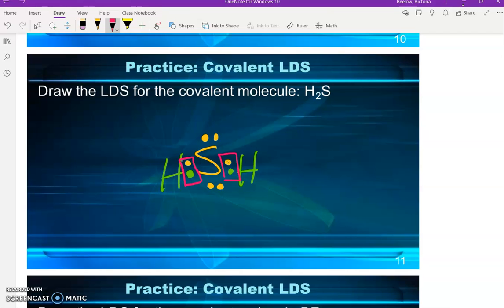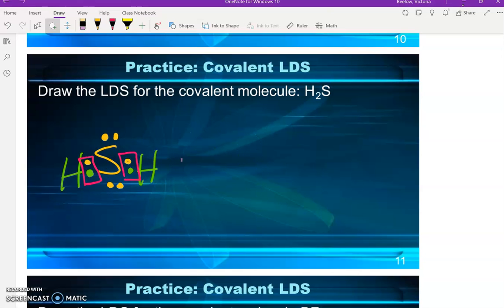I also know that this is correct because the sulfur is surrounded by 8 valence electrons, which is what we want. We want that octet. However, the hydrogen is only surrounded by 2 valence electrons because that's the max that hydrogen can have. It's one of the exceptions to the octet rule.